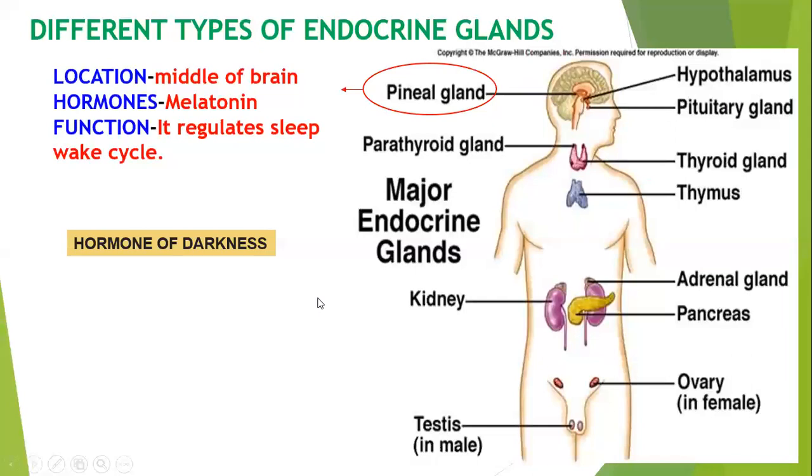This pineal gland secretes a hormone called melatonin, and this melatonin is also called the hormone of darkness. This is because it is secreted when the pineal gland senses the darkness. And when the concentration of this hormone increases, it causes some physiological changes in your body which promote sleep.